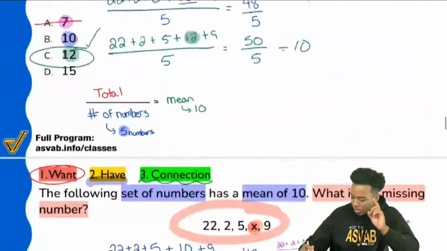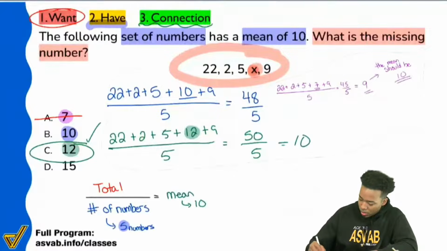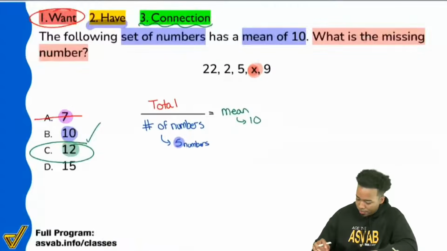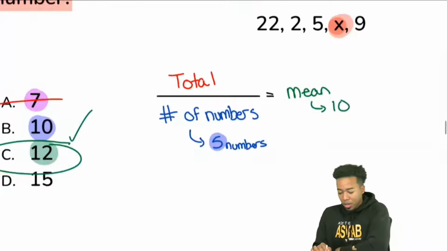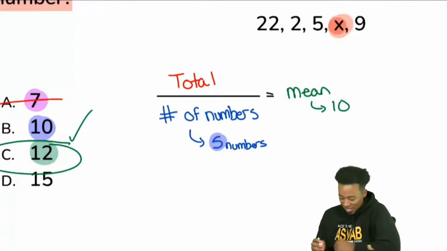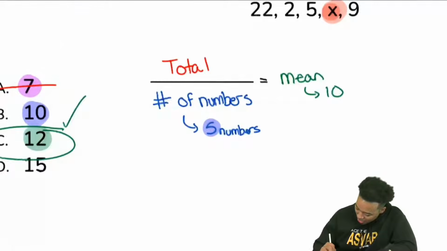So I want you to see what I ended up doing here. Everybody, let me now go ahead and delete all of this and bring this back to the forefront. Everybody, just take a look here. The mean was 10. We had to divide by 5. So we had to divide whatever this total was by 5 to get 10. Look at this, everybody. Let me write this out with what we have.